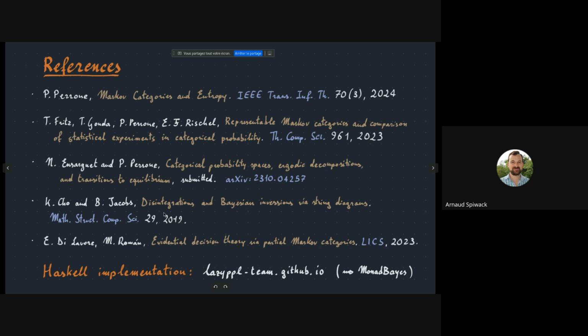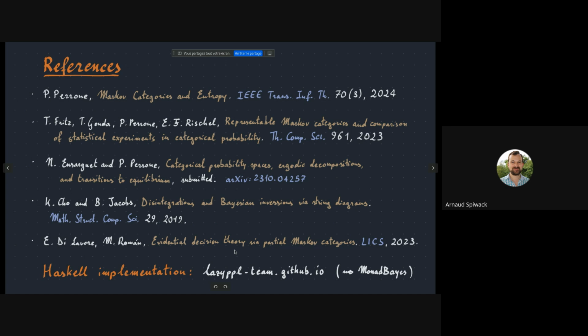Bayesian inversions were first defined in this context by Bart Jacobs in this paper, and Kenta Cho. There's additional work, not by me and not related to what I did, but still about Markov categories and Bayesian inverses, in this paper by Di Lavore and Román, if you want to check.